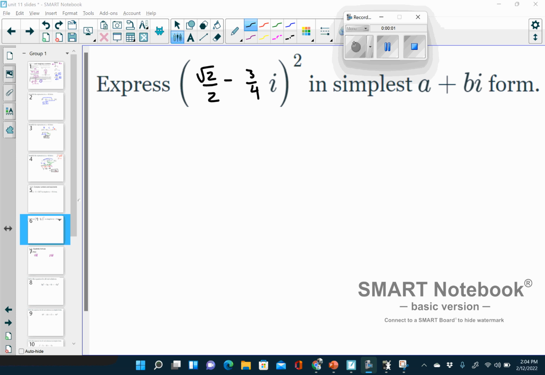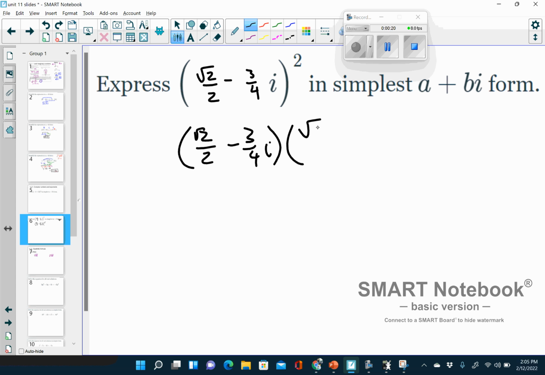All right. So to continue with lesson 11.2, reminder that when you square something, that means that you're going to take it and you're going to multiply it by itself. So let me just show you what I mean by that. You're going to take the radical 2 over 2 minus 3 over 4i, and you're going to multiply it again by the same thing, radical 2 over 2 minus 3 over 4i.